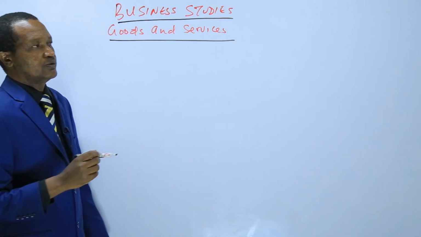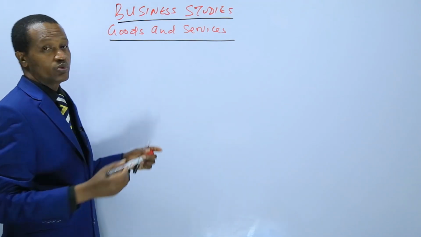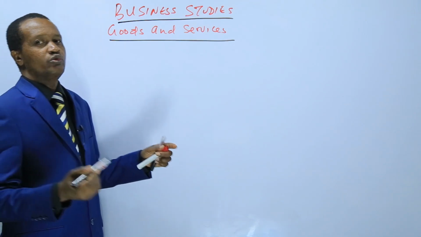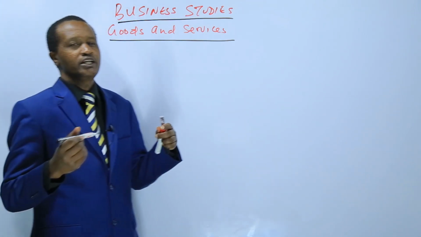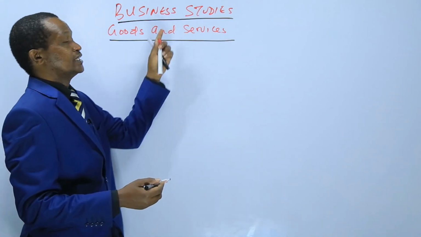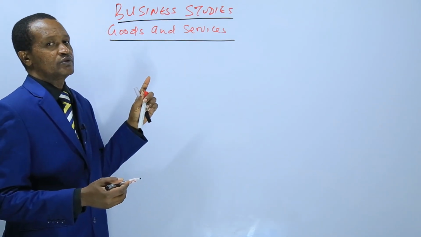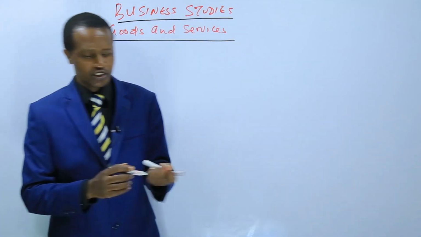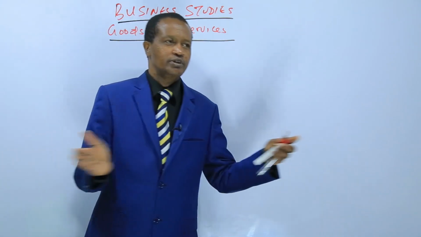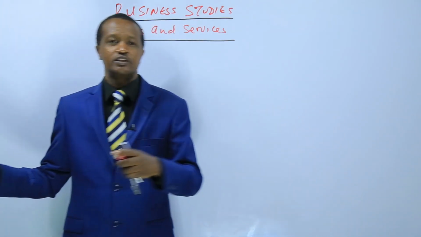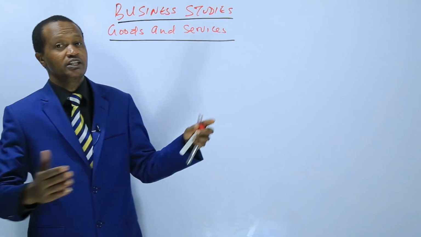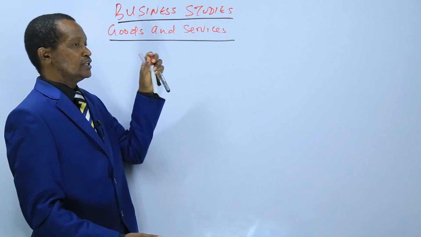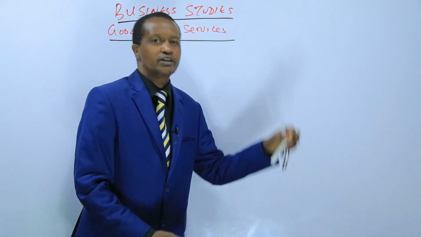Now, learners, in our previous lessons, we defined human wants, and we pointed out that human wants are satisfied by using goods and services. We went further to say that we engage in business activities. Different people engage in different activities. The purpose of business activities is to provide goods and services which are used in the satisfaction of human wants.